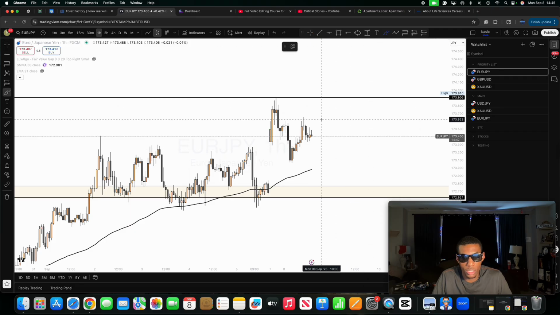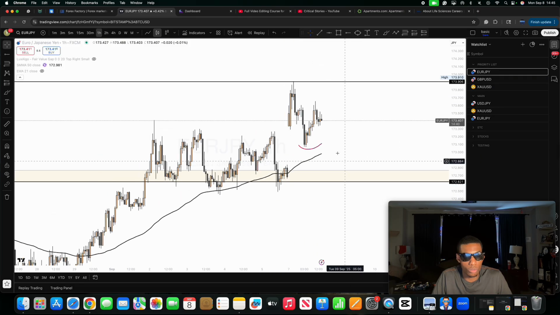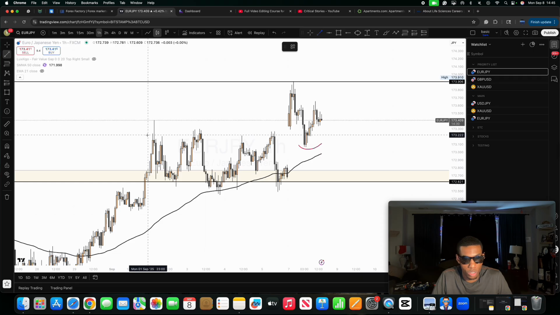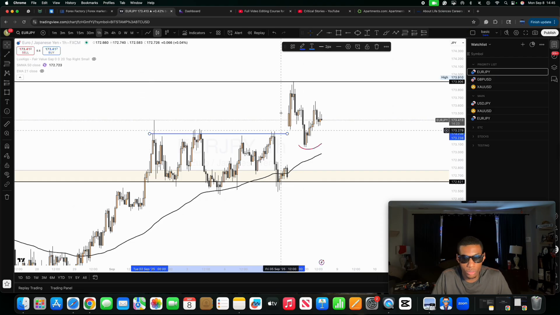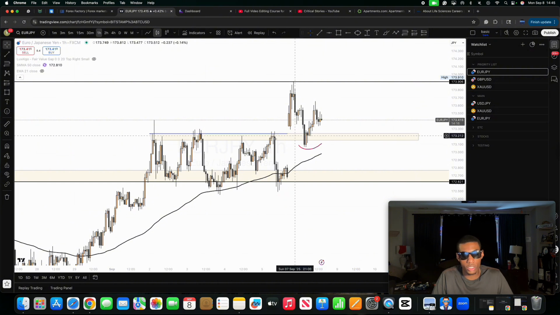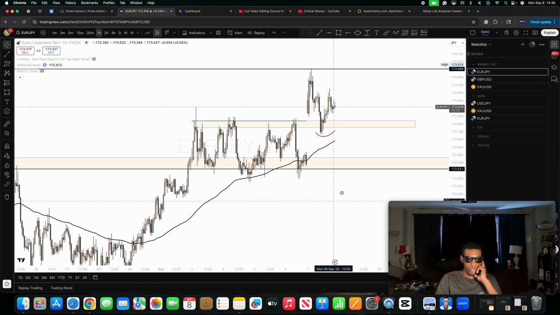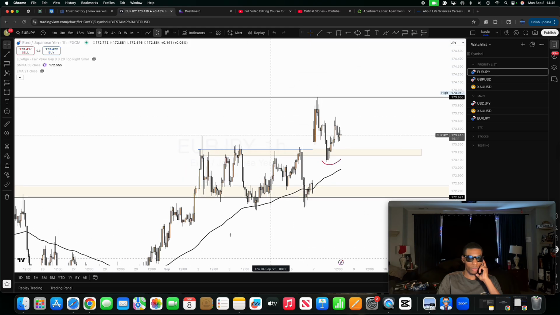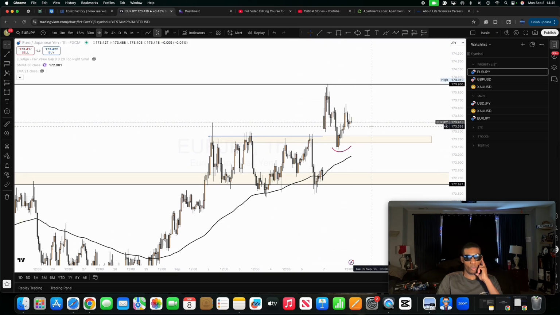What am I seeing? I see this higher low. Okay, cool. We also have this overall area right here of resistance. We're going to draw a line, then have this overall area of resistance extended across. So I don't want to pay too much attention to where we were previously. I'm mainly looking at where we are now.